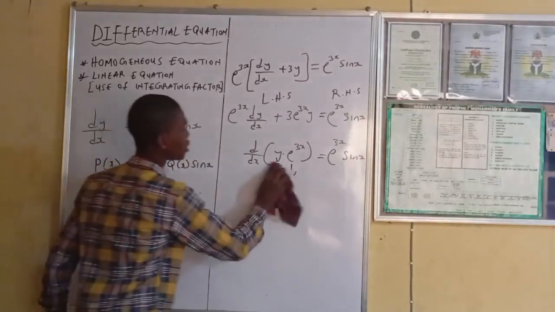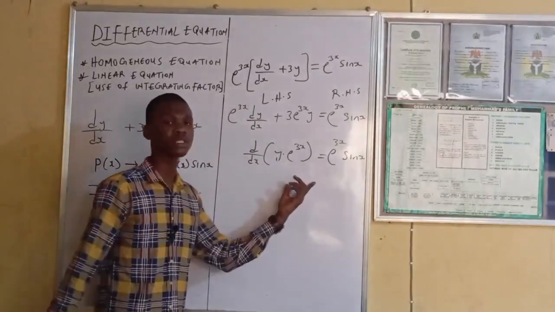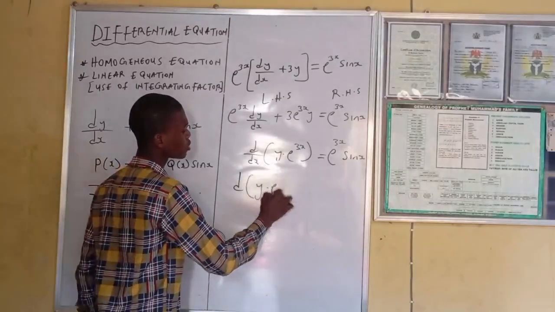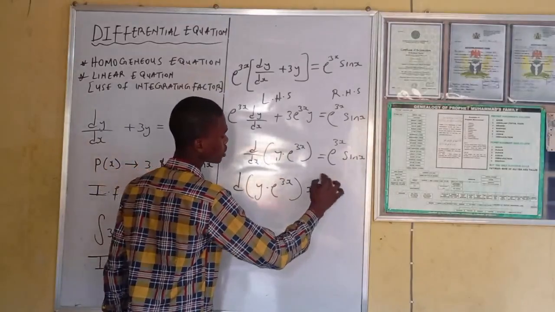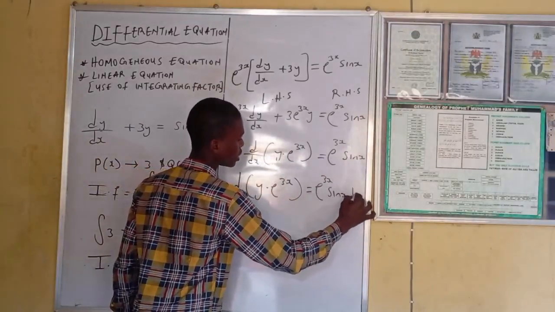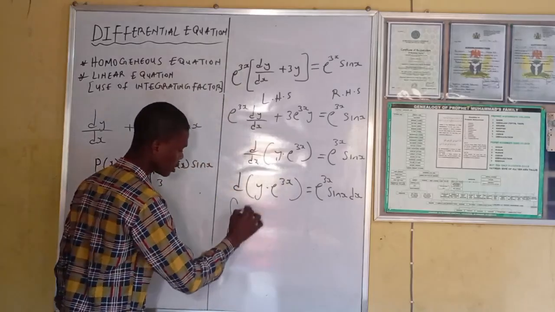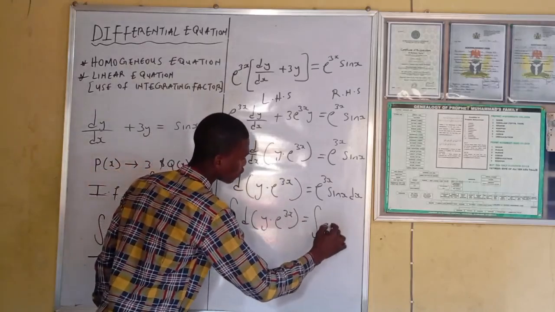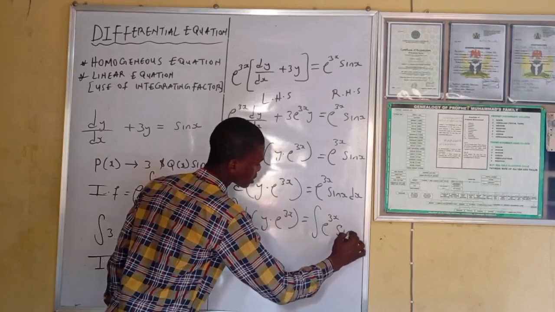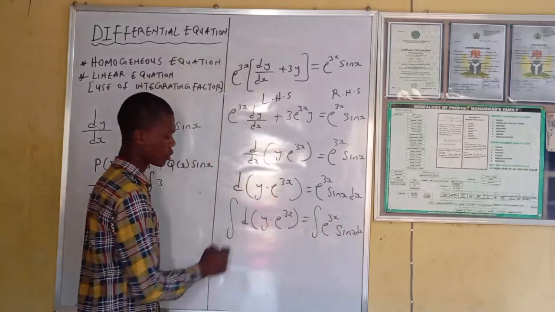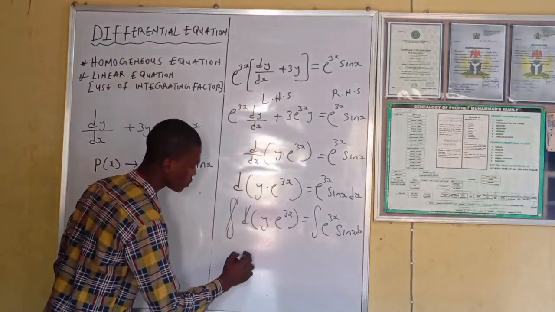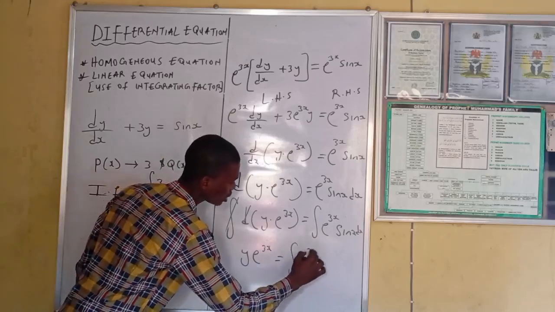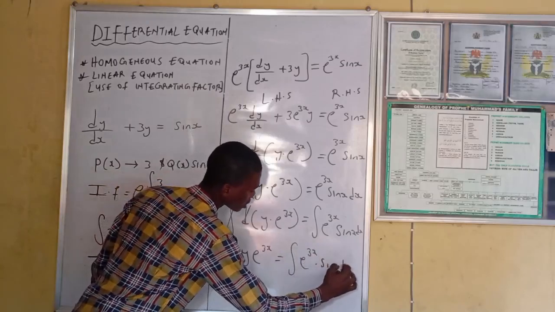From here, applying what you know about separable variables, the dx should come here. We have d open bracket y times exponential 3x equals exponential 3x sine x dx. Integrate both sides: integral d open bracket y times exponential 3x equals integral of exponential 3x sine x dx. Now, the integral cancels the derivative, meaning y exponential 3x is equal to the integral of exponential 3x times sine x dx.